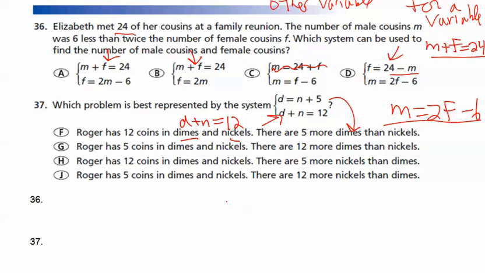That makes sense. G says Roger has 5 coins in dimes and nickels. So that'd be n plus d equals 5. So it's not G because that's not one of the equations. H says Roger has 12 coins in dimes and nickels. Okay, that fits the equation. There are 5 more nickels than dimes. Well, if there's 5 more nickels, then you'd have to add 5 to d, the smaller amount, to get n. And we don't have that equation, so it's not that one. And J says Roger has 5 coins in dimes and nickels. That again would mean d plus n equals 5, and we don't have that equation. So it looks like F is the best answer for that one.